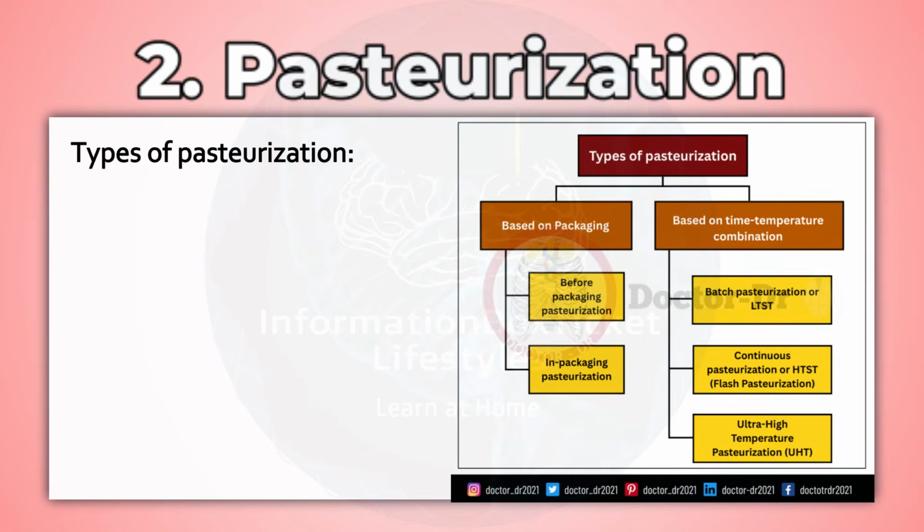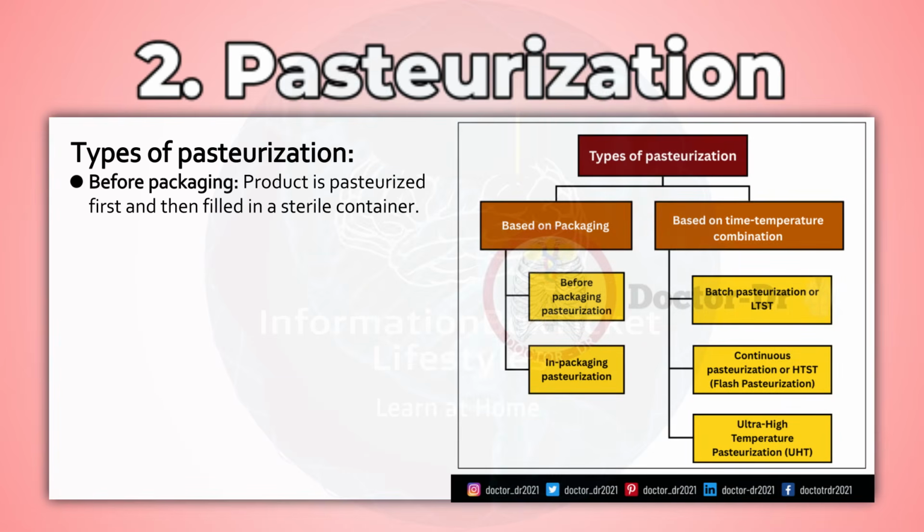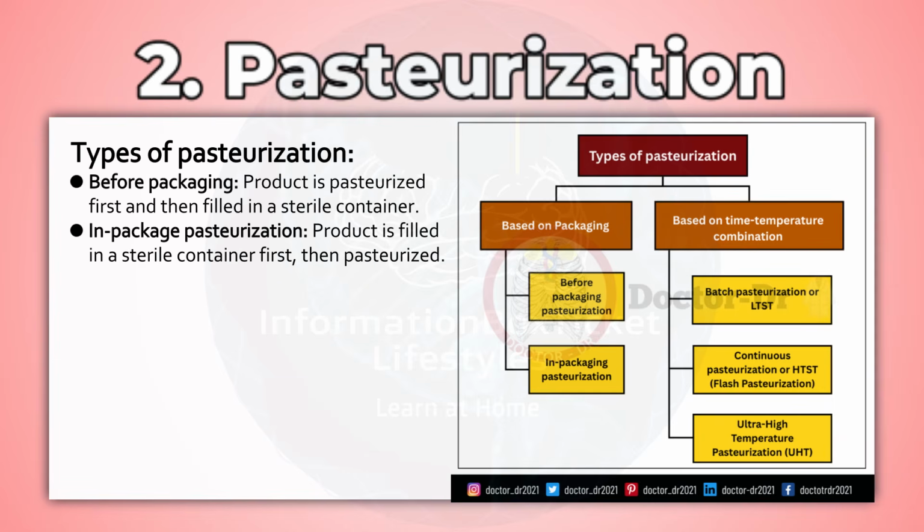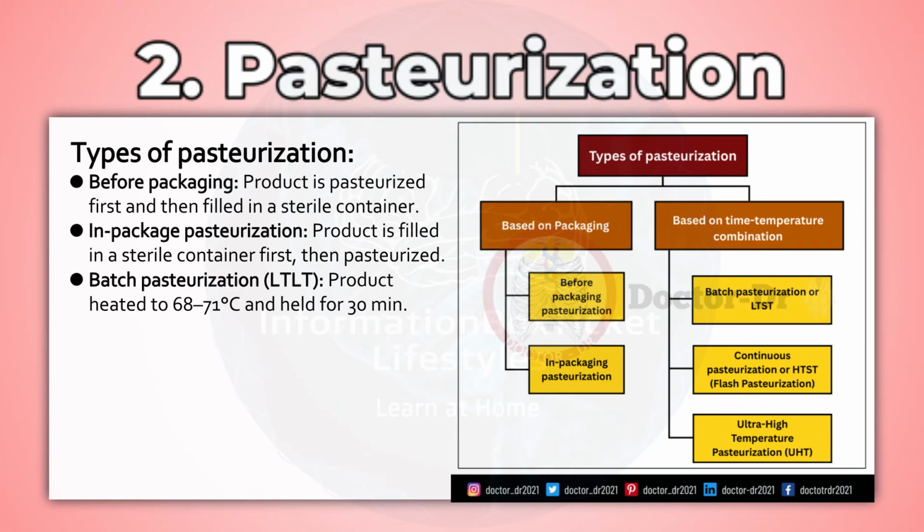Types of pasteurization. Before packaging, product is pasteurized first and then filled in a sterile container. In-package pasteurization: product is filled in a sterile container first, then pasteurized. Batch pasteurization, LTLT: product heated to 68 to 71 degrees Celsius and held for 30 minutes.